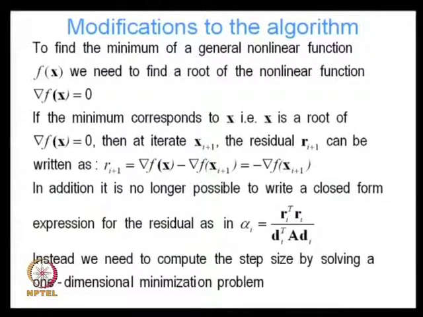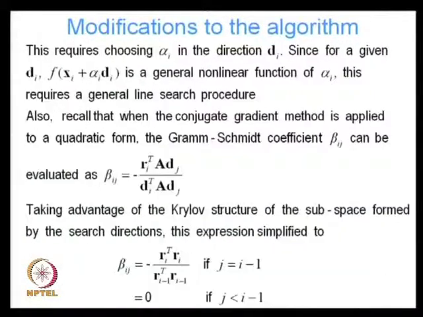In addition, it is no longer possible to write a closed form expression. Again, I have a typo for the step size, as in alpha I is equal to Ri transpose Ri divided by di transpose a di, right. We cannot anymore calculate a closed form expression for this step size. So, instead we compute the step size by solving a one dimensional minimization problem. And what is that one dimensional minimization problem? Well, it basically requires us to find the value of alpha in the search direction d, which is going to minimize my function f x I plus alpha I di, right.